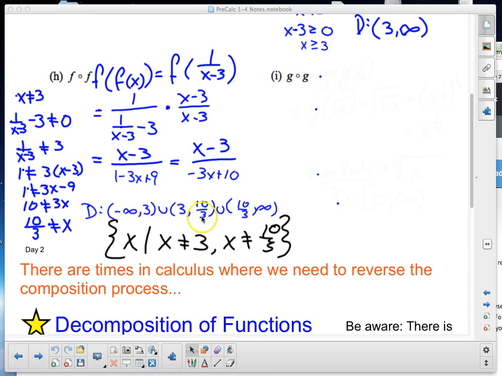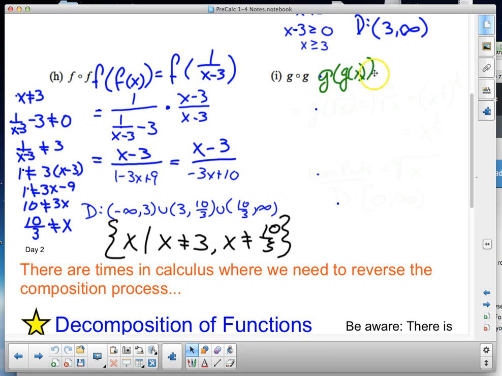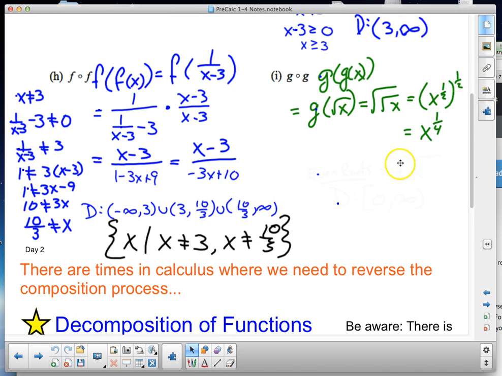Okay, continuing on from yesterday, this is 1-4 day 2. We got g of g, which we're composing g inside g. So keep in mind we're going to put the square root of x inside the square root of x. So we place that in, and I got x to the 1/2 power to the 1/2 power, which becomes x to the 1/4 power. Now this is an even root, so it's good for anything positive or 0, so my domain is 0 to infinity. If it was an odd root, we could have gone from negative infinity to infinity.